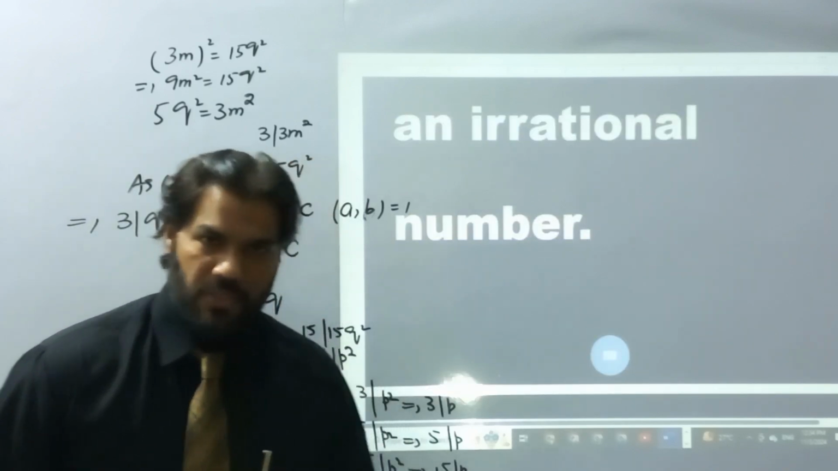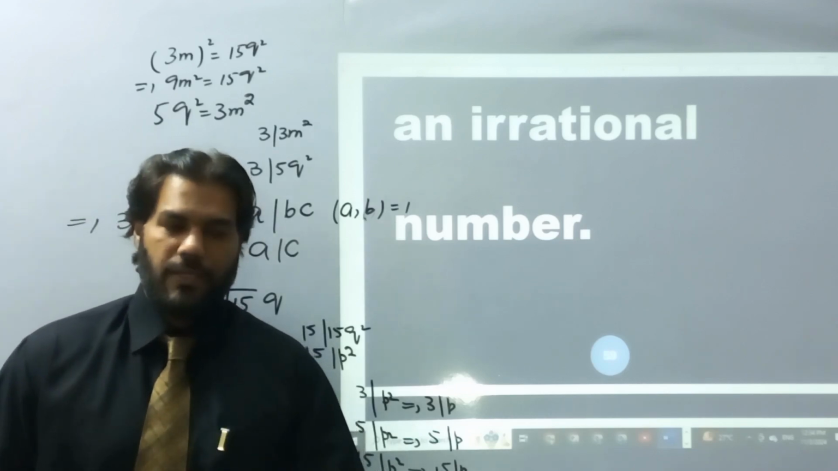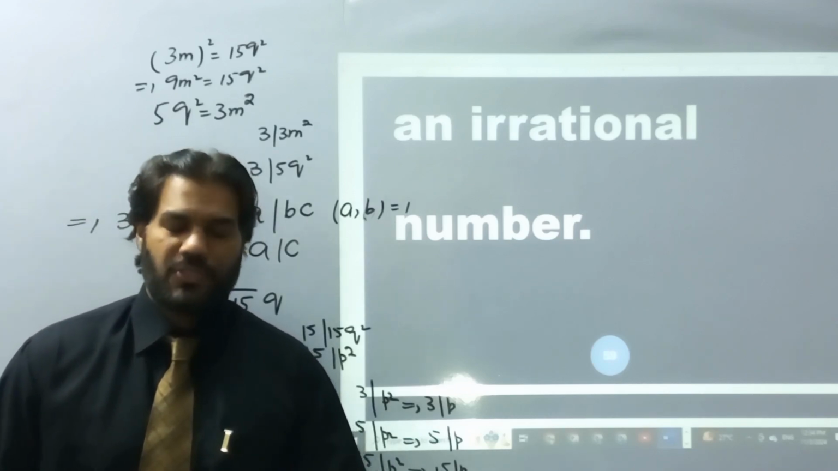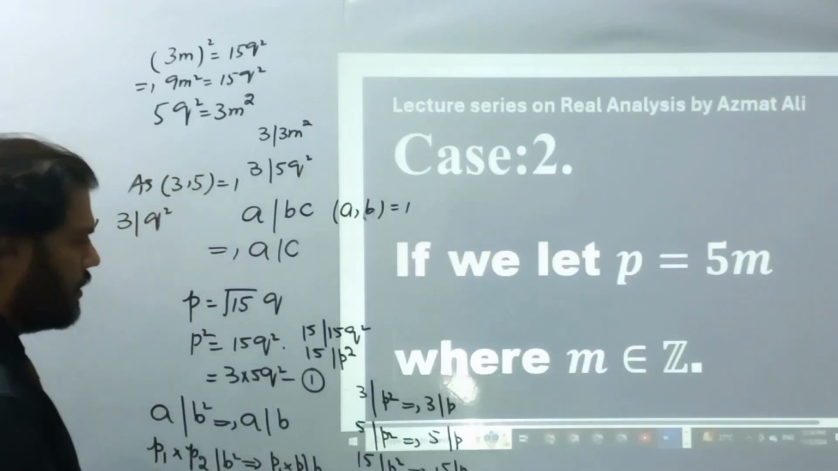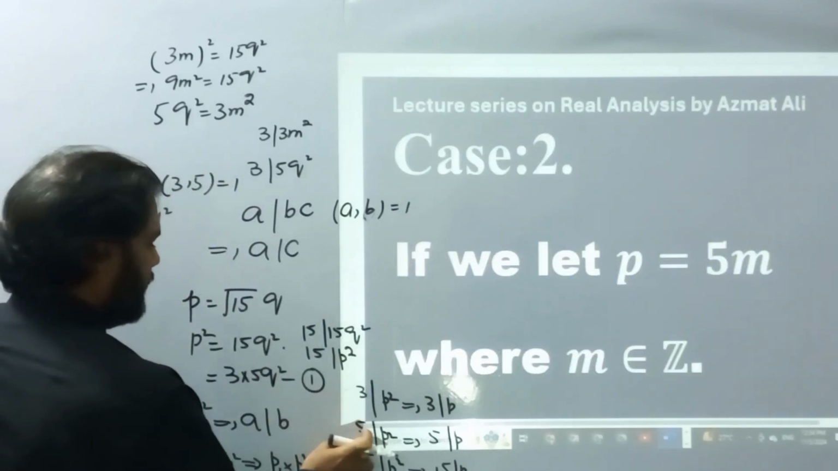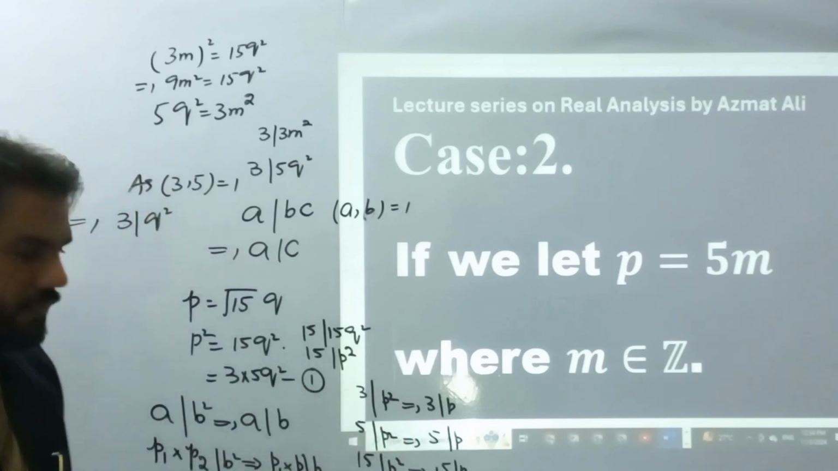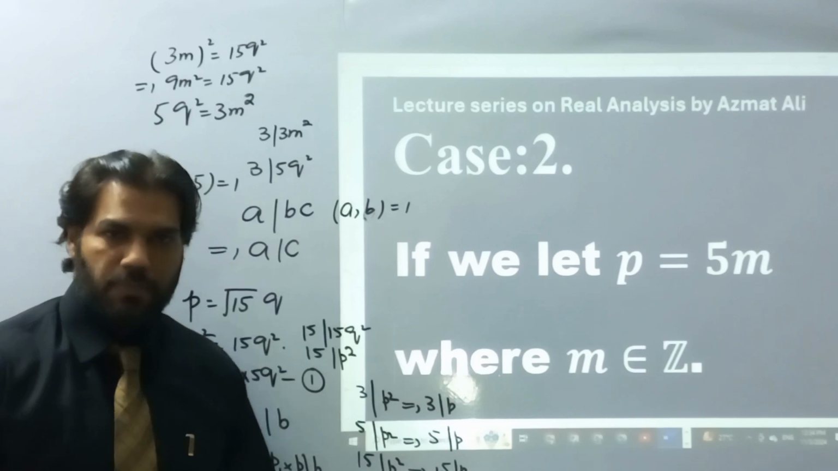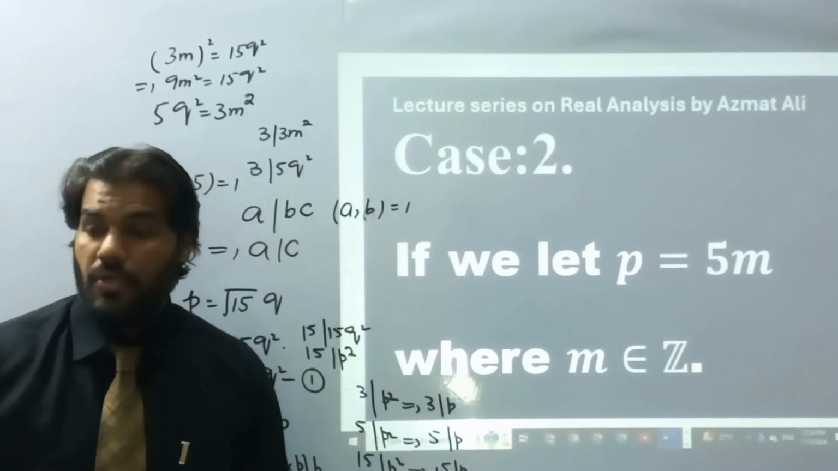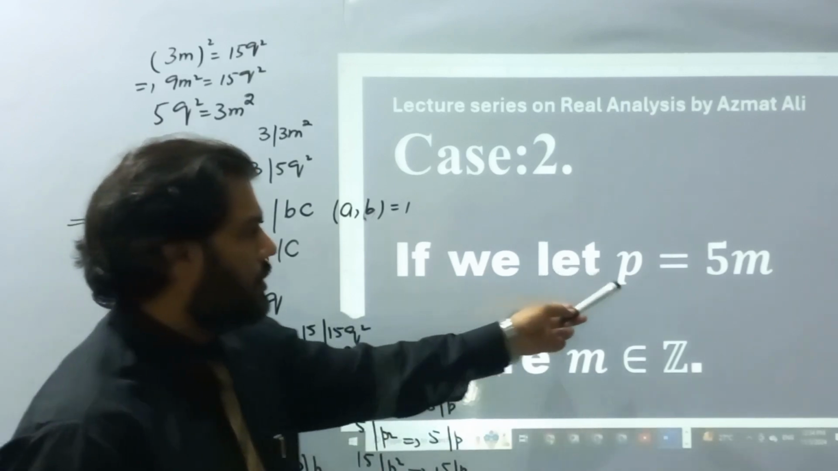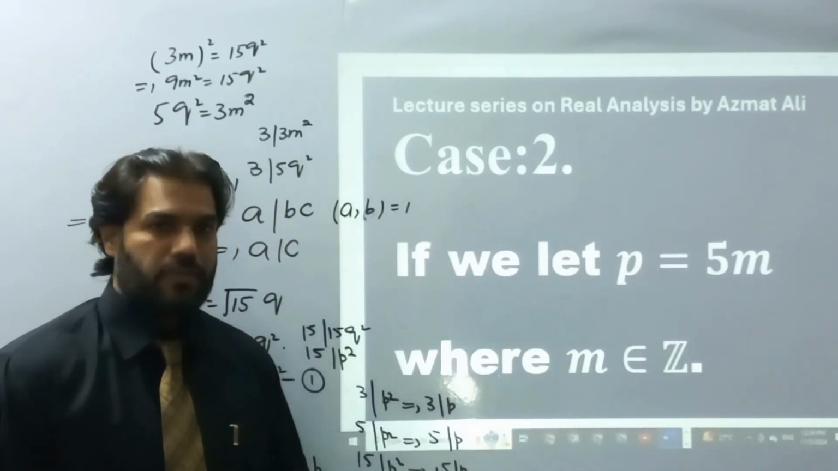So this is the first case, to reach that square root 15 is an irrational number. In the second case, when 5 divides p square from this equation, if 5 divides p square, then 5 will also divide p. So it means p is a multiple of 5. So p can be written as 5m. So from this equation, p square will be 25m square.